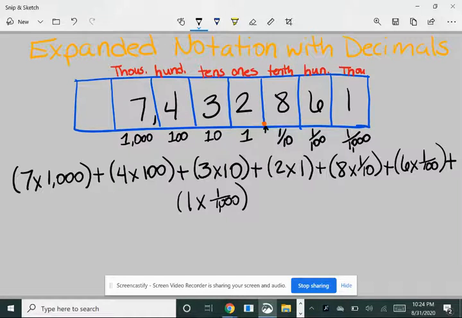Does this make sense? I hope this makes sense. If you are still having trouble with expanded notation, please message me in the comments.